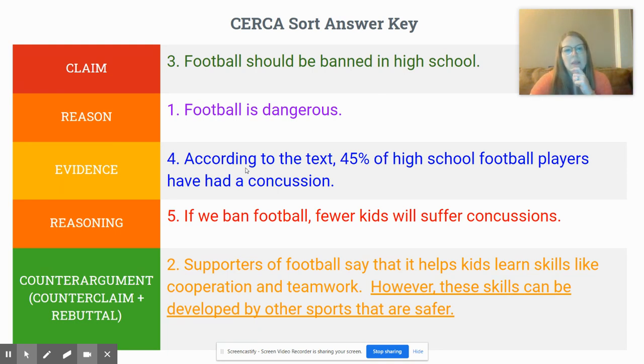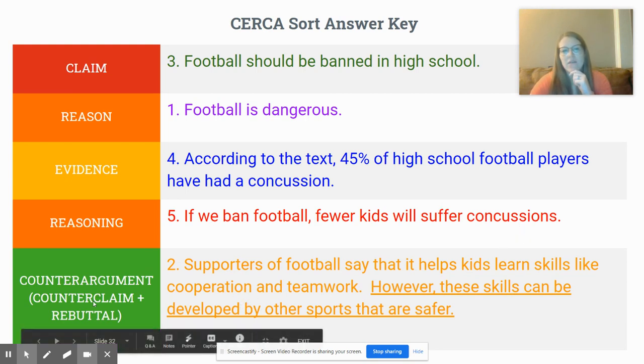All right. Again, evidence is easy. If we ban football, fewer kids will suffer concussions. Okay. And then the counter argument or the counterclaim and the rebuttal. All right. They put them together here. Counterclaim, rebuttal. Supporters of football say it helps kids learn skills like cooperation and teamwork. That's what somebody else might say, right? However, these skills can be developed by other sports that are safer.